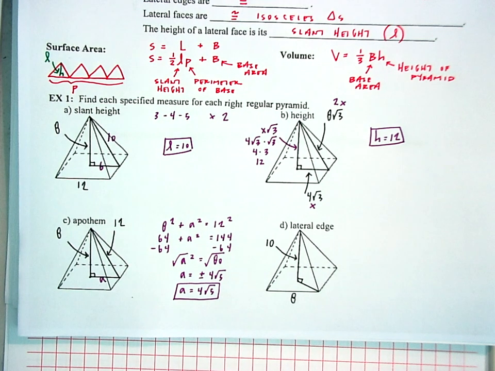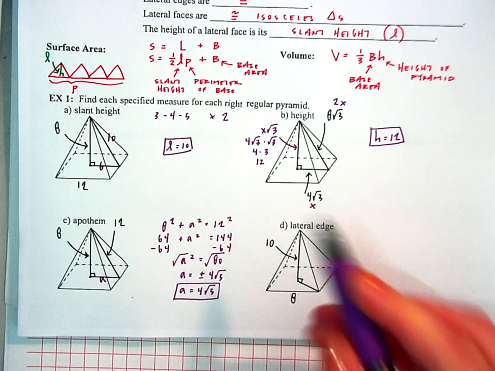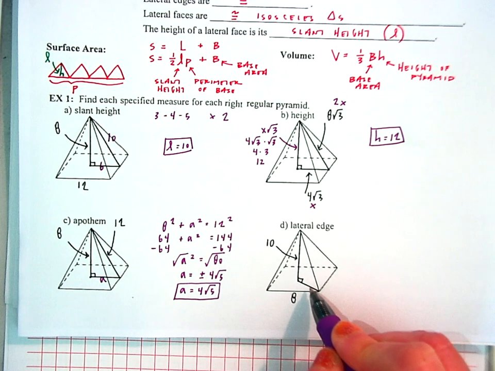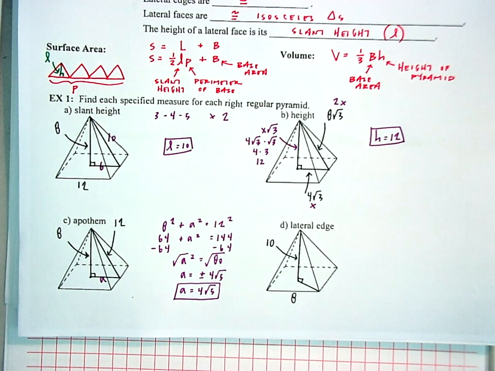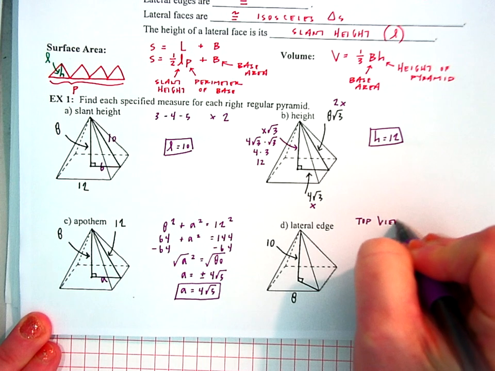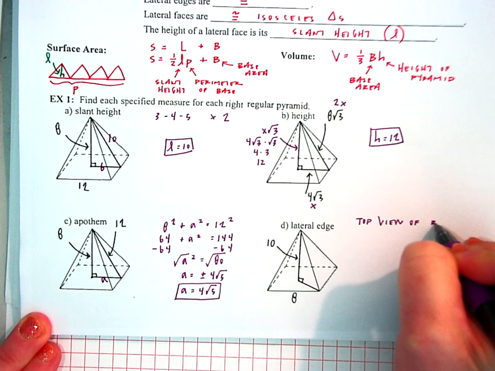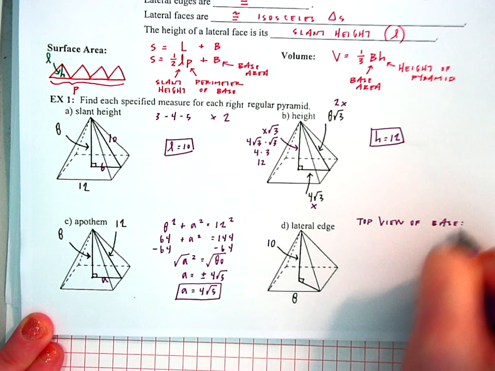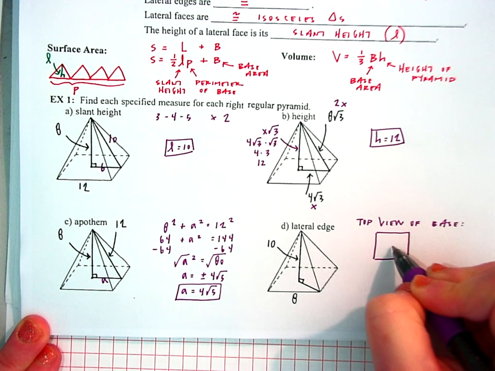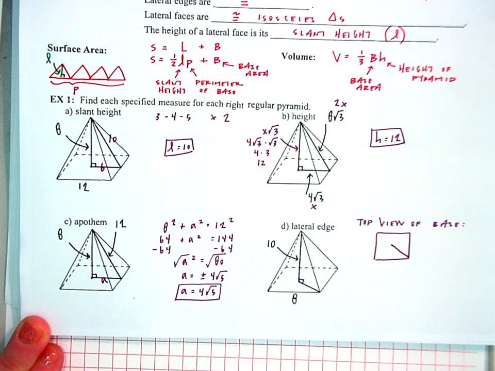Okay, and then lastly, here I want a lateral edge. So what I've given you, though, I've given you a base edge. I've given you a height. I want the lateral edge. So I actually need to get to a radius first. So what I'm going to do is I'm just going to give myself a little top view of the base. So I'm going to draw out that square. And remember, this is what I want. I want that radius right there.